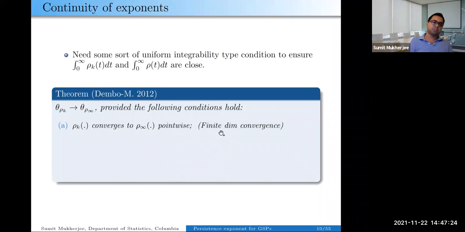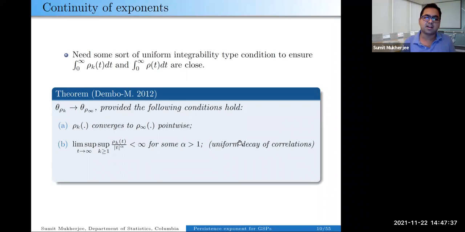Okay, the first one you always, or typically, need. You want the correlations to converge point by point. So these are finite dimensional convergences, right? Your correlations converge. That means that your process converges in finite dimensions, or any finite dimensional marginals converge. The second one is designed to rule out precisely the problem that we discussed in the last slide.